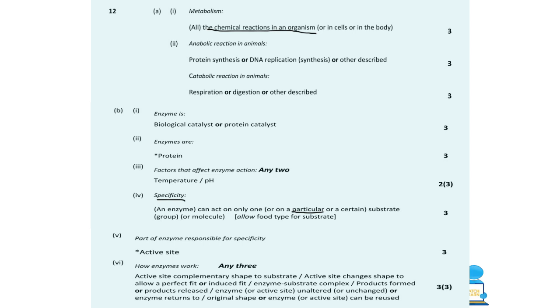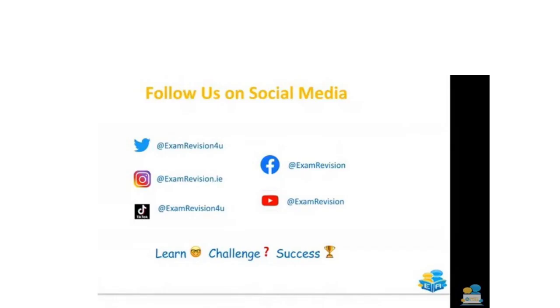So hopefully you did this question. You put the question up on your screen, you paused the PowerPoint, and you were able to get most of these questions correct. Again, we're doing this question in the paper. We underline anabolic reaction in animals, so we do not say protein synthesis or photosynthesis here because we're talking about animals. Catabolic reaction in animals, we can use respiration or digestion. So hopefully after that lesson, you have a much clearer understanding of the topic and you'll be much more confident approaching some exam paper questions based on enzymes.